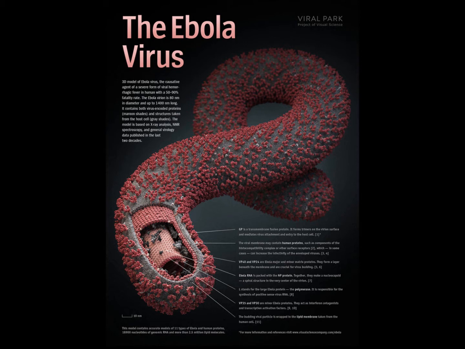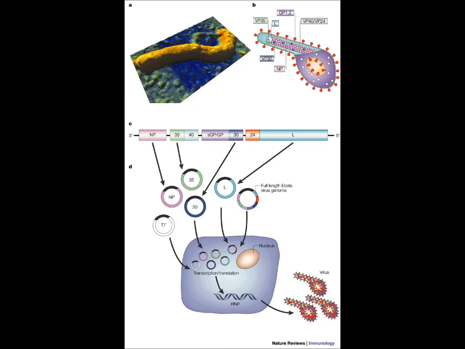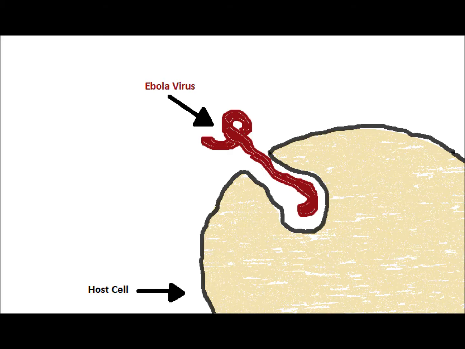The protein VP35 plays a critical role in the viral RNA synthesis of Ebola. Ebola has 7 proteins, 3 of which are vaguely understood, while the other 4 are completely unknown.